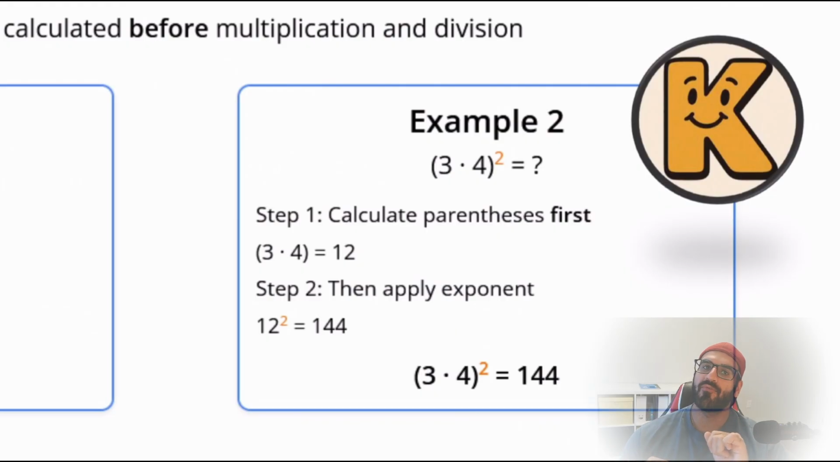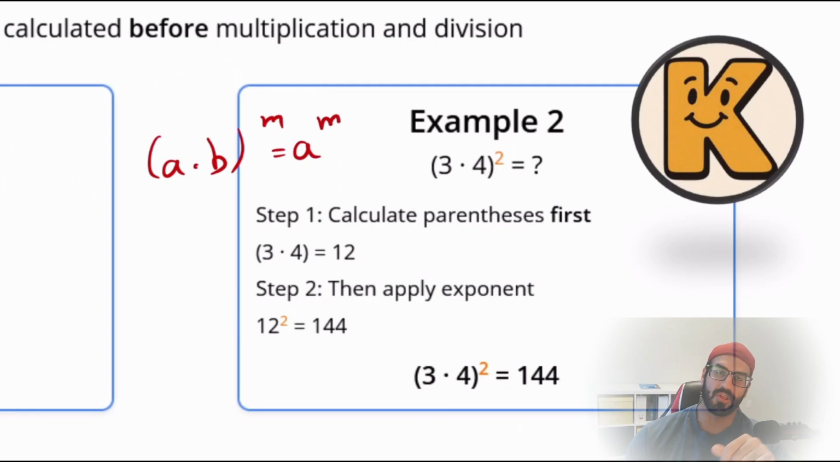If you remember from one of our rules, if we have a multiplied by b, to the power of m, we can write it as a to the power of m multiplied by b to the power of m. What is that supposed to mean? I have 3 times 4 to the power of 2, all in parentheses. I can write it down as 3 to the power of 2 and 4 to the power of 2. Find that one, and you still get 144.